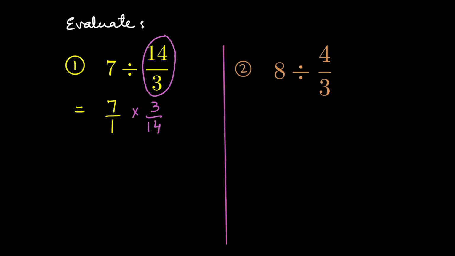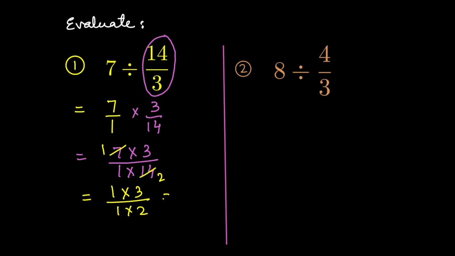Now you can see it is similar to the multiplication of fractions. So here we write top multiplied by top, bottom by bottom. And then we can see that we can reduce it. 7 times 1, 7, and 7 times 2, 14. Both are multiples of 7. So what are we left with? 1 times 3 over 1 times 2. So the answer will be 3 over 2. So this is the way we do the division of a whole number with a fraction.